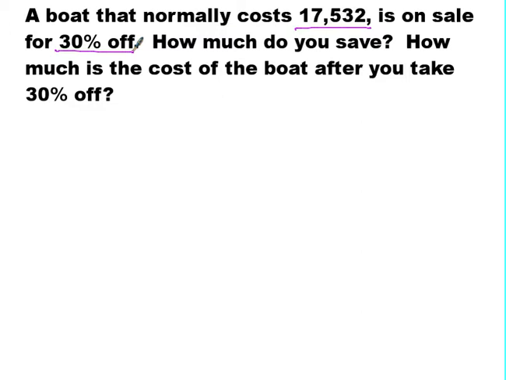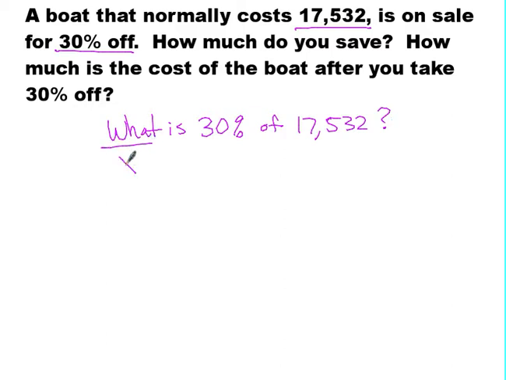All right, so let's maybe try to write a sentence like we just saw in the last one. We want to know how much money we're going to save. So we would say, what is 30% of 17,532? That's our goal. What, that's our variable, is equals 30%. That's 0.30 times, that's your of, 17,532.